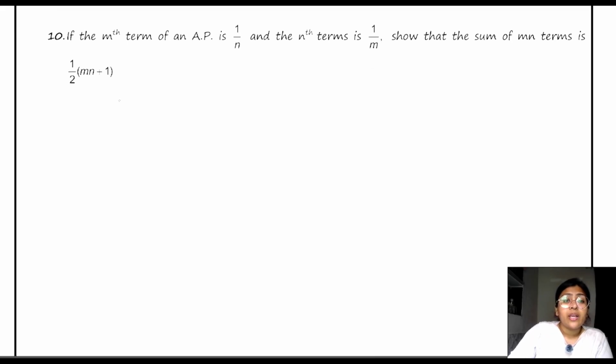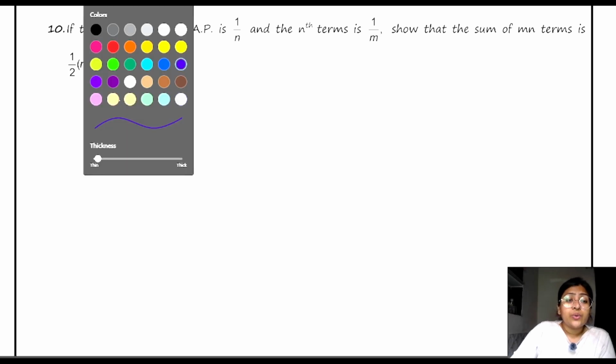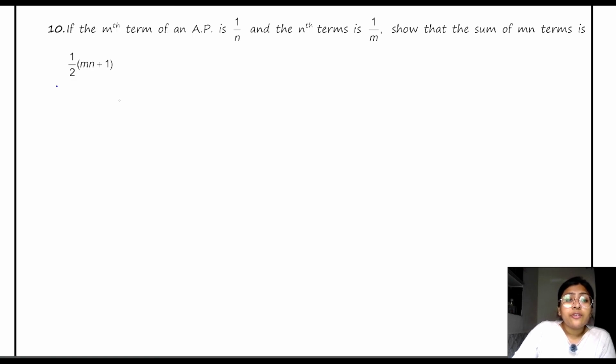If the mth term of an AP is 1 by n and the nth term is given as this. Okay, this type of question we had already done, yes or no? In nth term formulas. Okay, so let me do this again for you all. If the mth term of an AP is 1 by n, yes, so the mth term am is given as 1 by n.